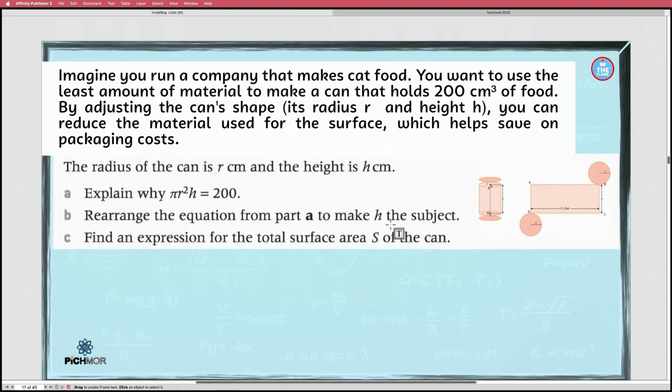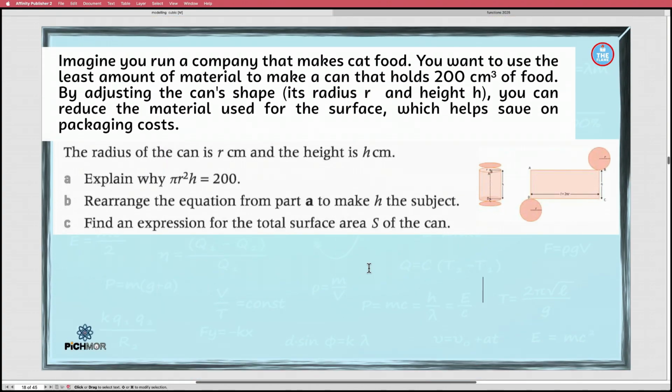So we have example number one. In this example, we need to optimize a cylinder because you run a company that makes cat food. This cat food is a can. The can is modeled by a cylinder, so it's a math representation of this can. So the can has some volume, okay. Then we have the radius of the can is r in centimeters and height h in centimeters.